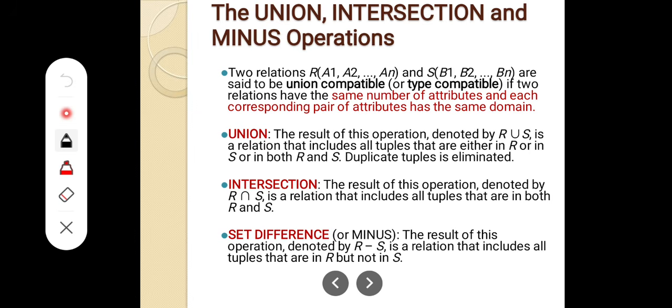The next operations are union, intersection and minus. Suppose we have two relations R and S. R has the attributes A1, A2 up to An, and S has the attributes B1, B2 up to Bn. Union means R union S, which has all the attributes of R as well as all the attributes of S. That is called the union operation.